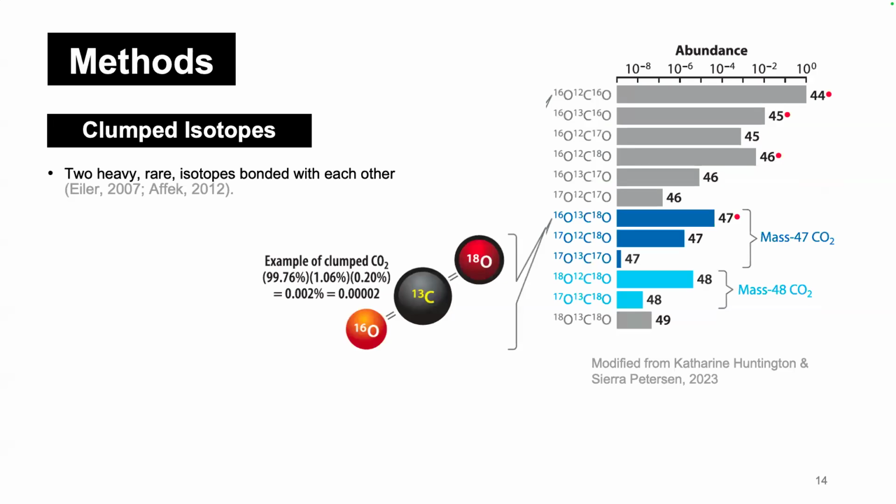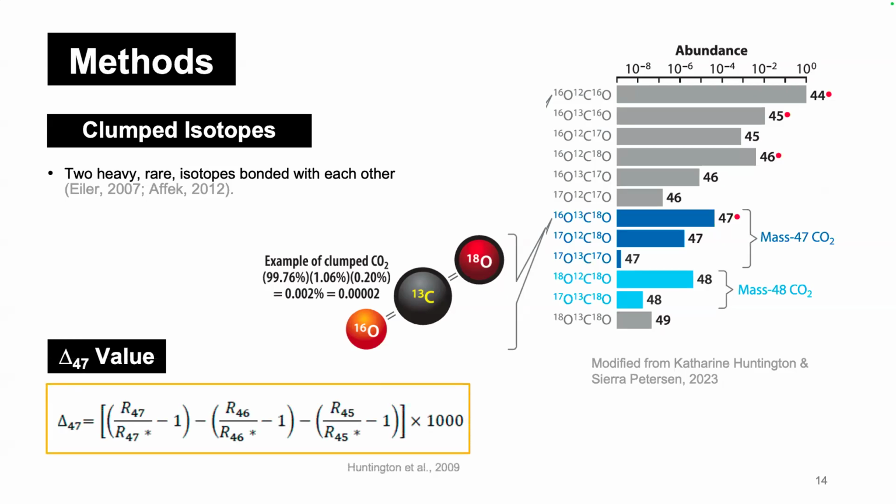Clumped isotope geochemistry provides a direct method for reconstructing past temperatures by analyzing the preferential bonding of heavy isotopes within carbonate molecules. In the carbonate system, the mass 47 isotopologues of carbon dioxide deviate from a stochastic distribution due to thermodynamic effects. This deviation is quantified as the capital delta 47 value, which serves as a reliable paleothermometer, independent of the isotopic composition of the parent water. Unlike delta 18O based temperature reconstructions, which require assumptions about past delta 18O water values, clumped isotope thermometry directly measures mineral formation temperatures.